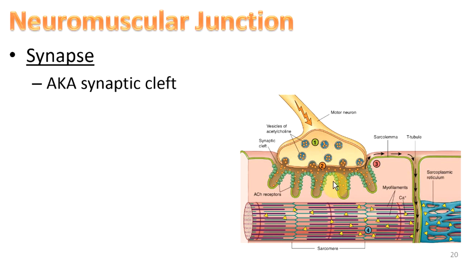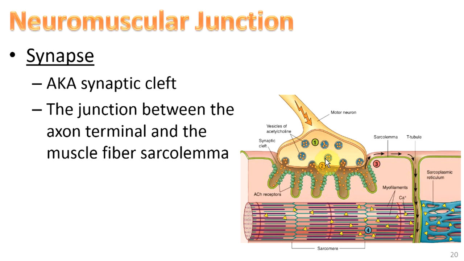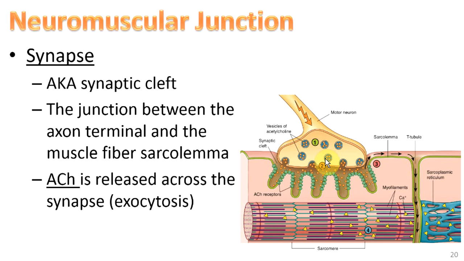So the synapse, as I said, is this gap. The terminology is not crystal clear on this. The actual gap is called the synaptic cleft, but you can also call it the synapse. You can also call this whole structure the synapse. So don't get too hung up on that. It doesn't really matter that much. But anyway, it's the junction between the axon terminal and the muscle fiber sarcolemma, bearing in mind that we also call the synapse between a neuron and another neuron the same thing, or between a gland and a neuron, or whatever the case may be. So acetylcholine is what is released across the synapse, and you might remember from earlier chapters that process is called exocytosis, meaning that it's released from the cell.